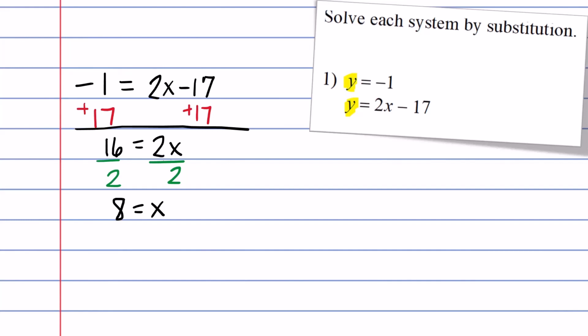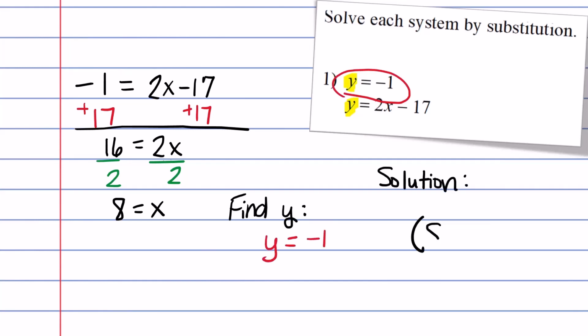Now, here's the tricky part though. When you're solving a system, they want to know what the x is and they want to know what y is. You might feel done right here because until now we've just always solved for x, but we also have to figure out what y is. This one's actually pretty easy because it straight out tells us that y is -1. And this is how you write your solutions for a system. You write them as an ordered pair, 8 and -1.